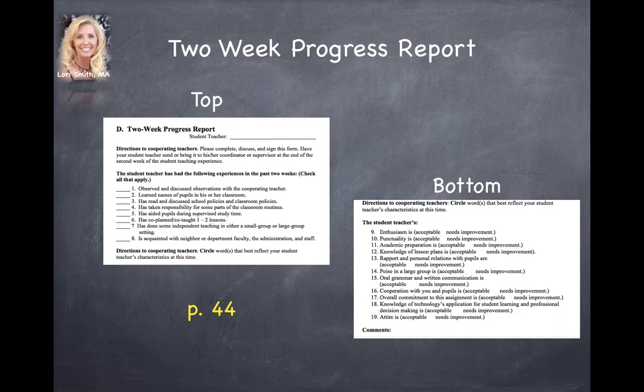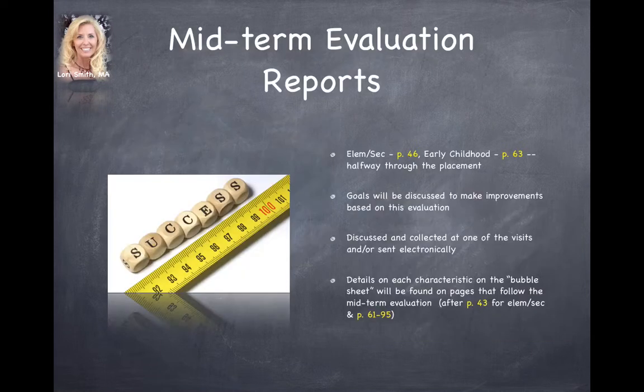On the top, it talks about some of the experiences that the student has been a part of the first 2 to 3 weeks. The bottom part of the 2-week progress report, you will find that there's more information on the characteristics of the teacher at that particular time. So you will mark either acceptable or needs improvement for that particular student. And certainly there's a place for you to write comments.